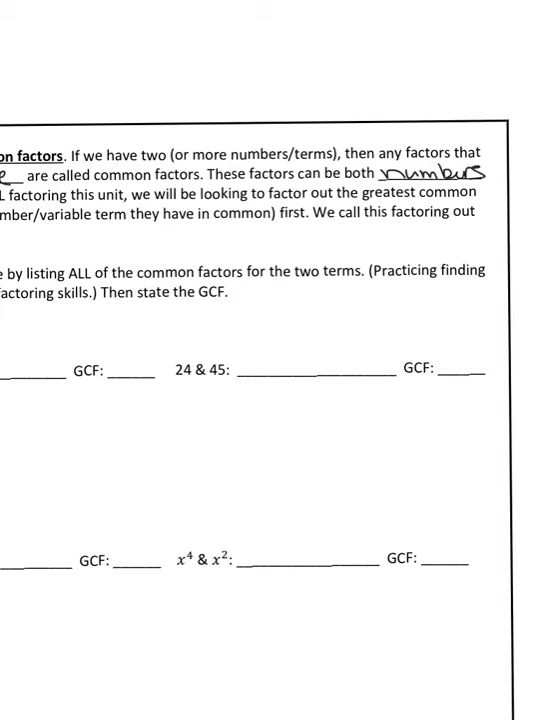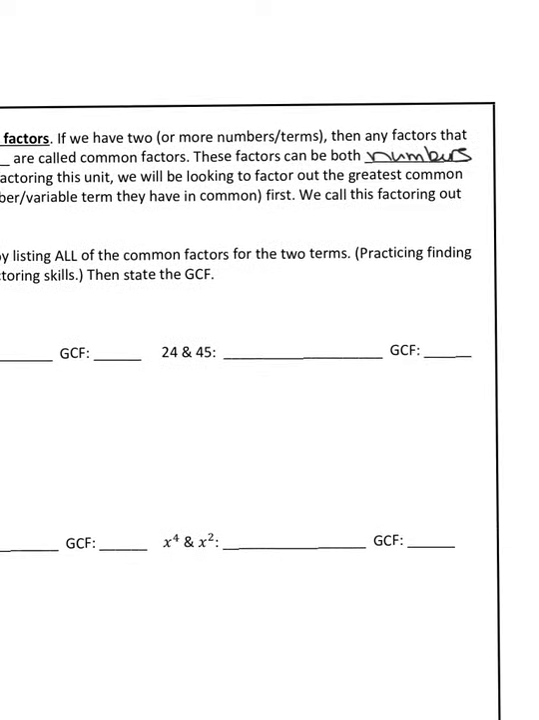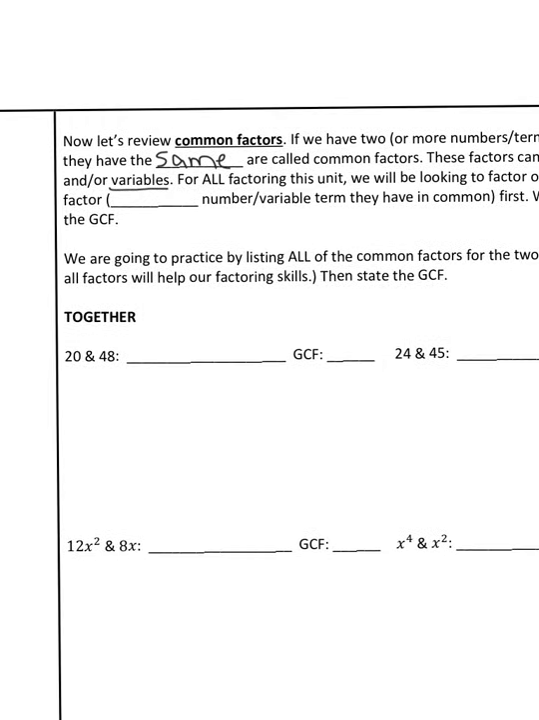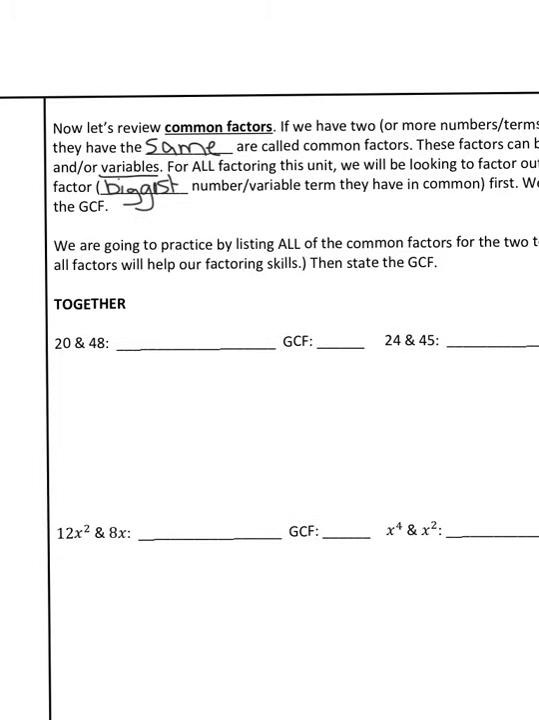All right, so these can be numbers and/or variables, right? They can also be variables. So these can be numbers or variables. For all factoring in this unit, we will be looking to factor out the greatest common factor. Right? Greatest common factor is the biggest number or variable term they have in common. Right? We're taking out the greatest common factor first. We call this factoring out the GCF.